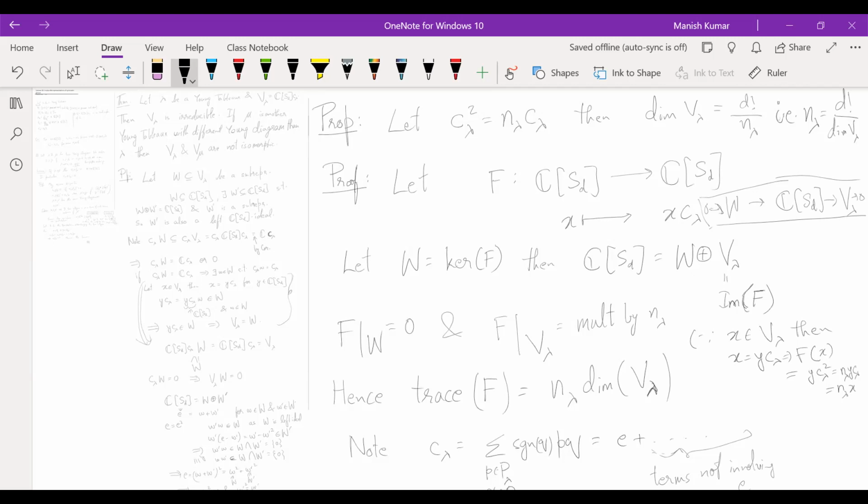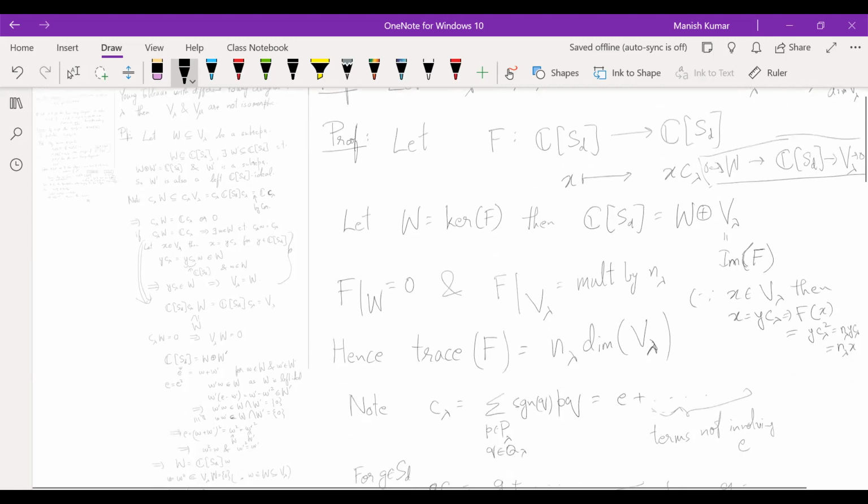Okay. So that tells you that if I want to compute the trace, I'll take a basis of W, take a basis of V lambda, and that will give me a basis of CS_d, and then compute the trace. And of course for the W part, you'll get a zero matrix. For the V lambda part, no matter what basis, it's just multiplication by n lambda. Yeah? So it's going to be n lambdas on the diagonal. So the trace of F is n lambda times the dimension of V lambda. Okay. So that's one way of computing the trace.